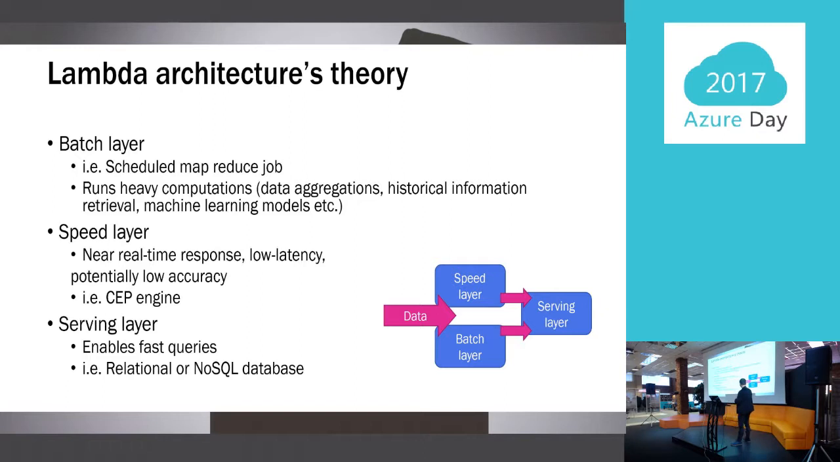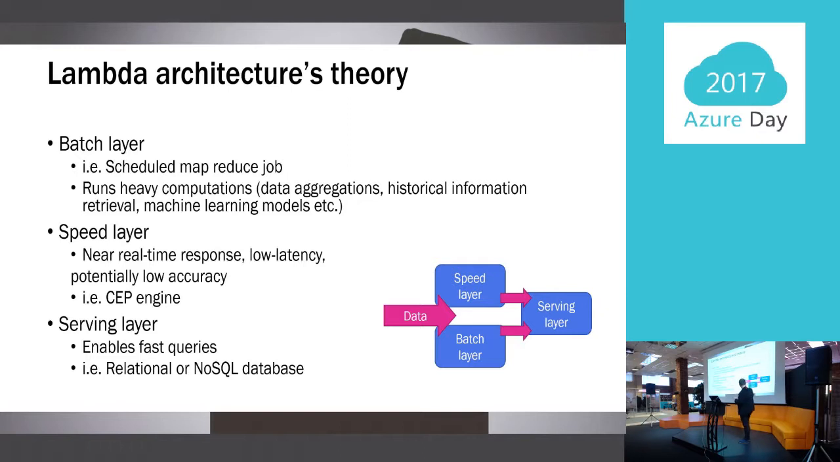On the other hand, there was a need back then, and it has become even more important nowadays, to serve and provide some information faster than Hadoop used to do. So there was this notion of the speed layer: near real-time response, low latency, potentially low accuracy, because there is always a trade-off. That had to be provided by a separate layer, and this is the idea of having it separate as a speed layer.